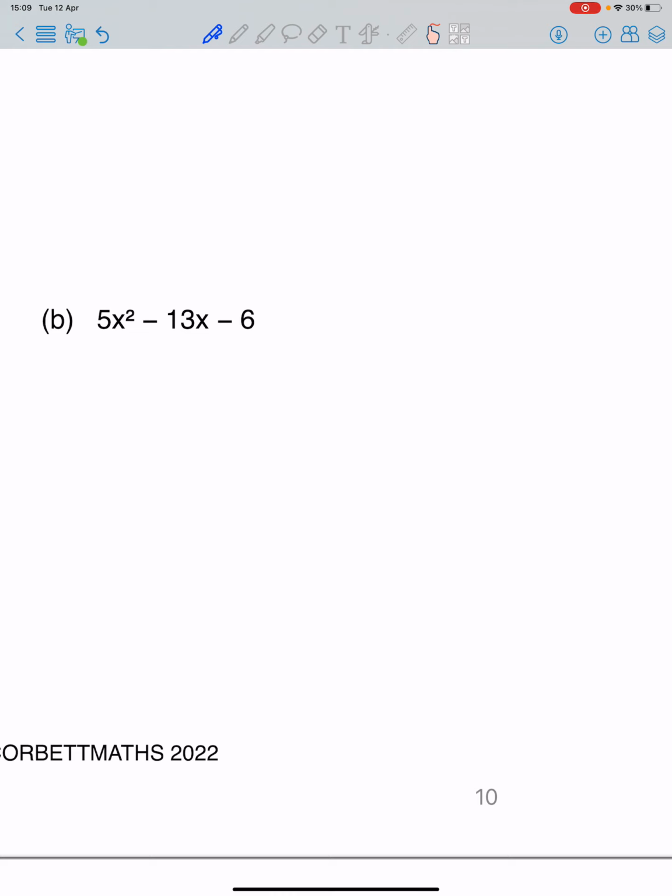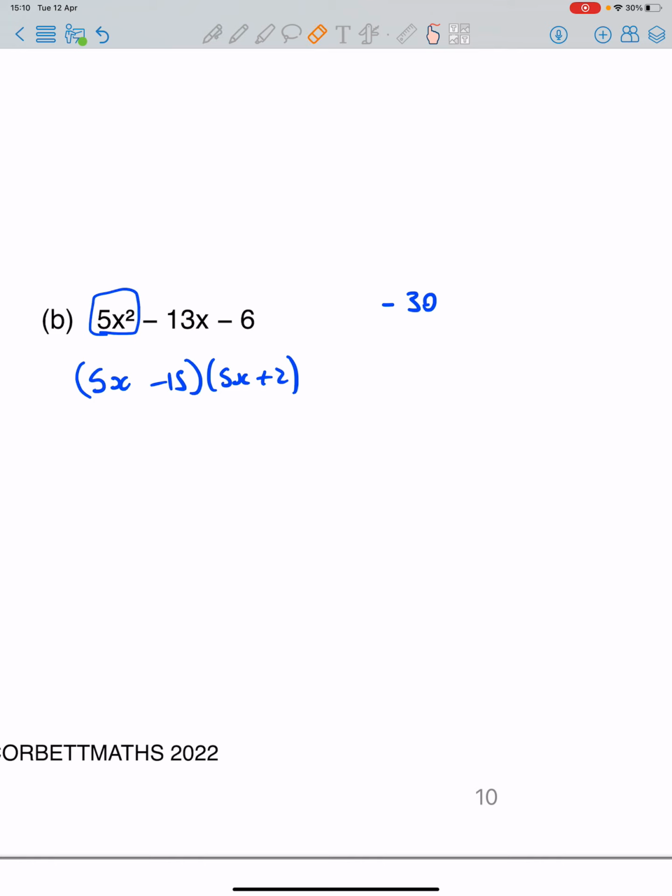So 5x² - 13x - 6. So 5 times -6 is -30. We need two numbers that multiply to give -30, but add to give -13. That's going to be -15 and +2. So we have 5x² - 15, not 5x². It's going to be 5x - 15 and 5x + 2. Again, 5x times 5x is going to give us 5x².